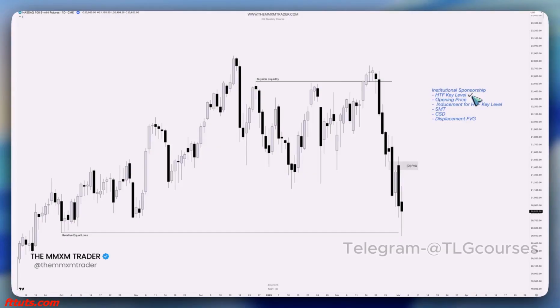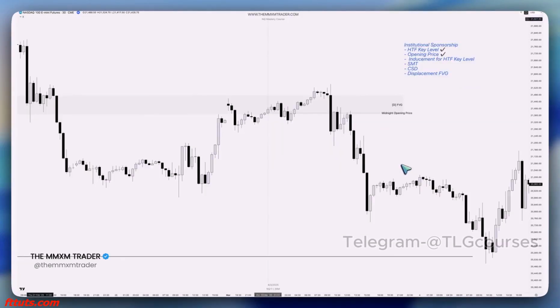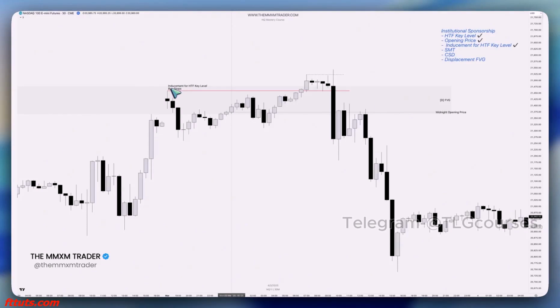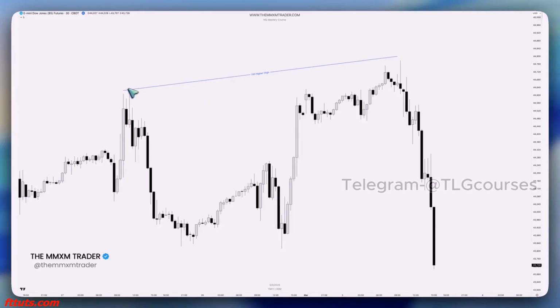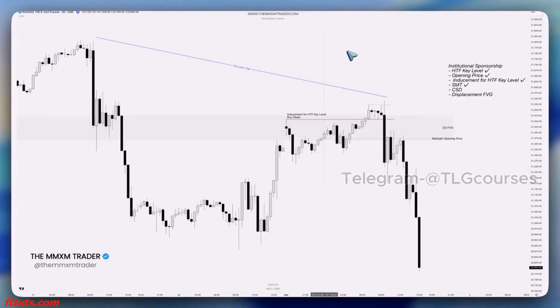So do we have a high time frame key level? Yes, daily fair value gap. Opening price, do we go above the opening price? Yes. Inducement for the high time frame key level, right? So around the high time frame key level when bearish, just below the key level or within it, right? We have a short-term high, right? We want to see that get run out for buy stops. And then we want to see SMT. So you can see YM is making a higher high here, and Q is making a lower high, right? So we've checked off 4 of those points.